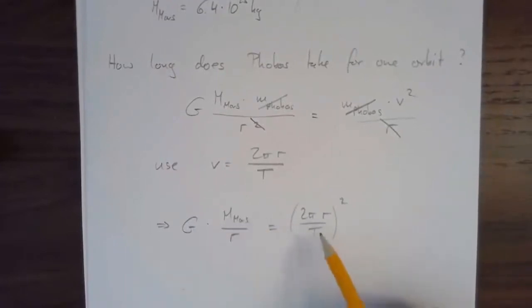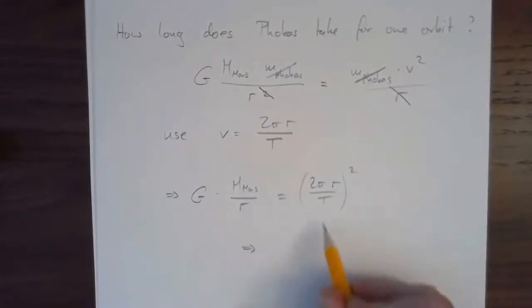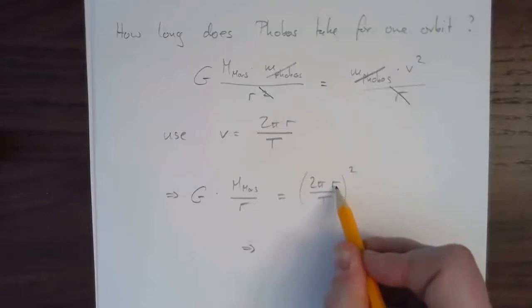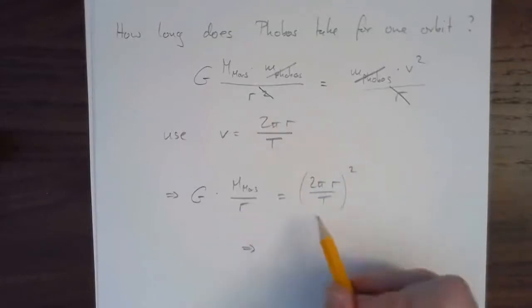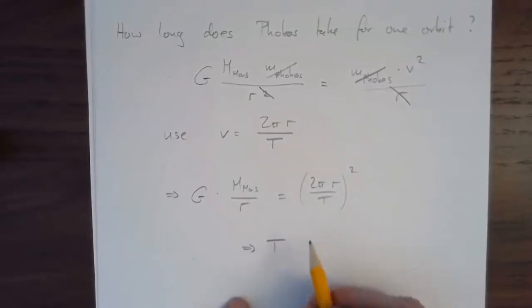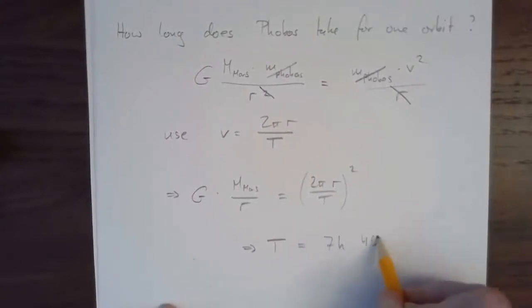And now we can solve for t. I trust that you can just rearrange this. Don't forget to square everything. The 2 becomes a 4, the pi becomes a pi squared, the r becomes an r squared. There's another r there, there's a t squared there. You rearrange it, plug in the values. What you should find is about 7 hours and 40 minutes.